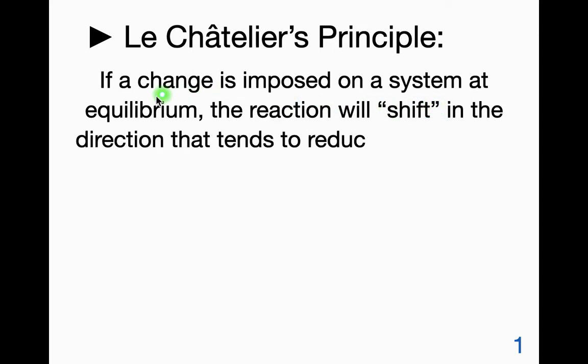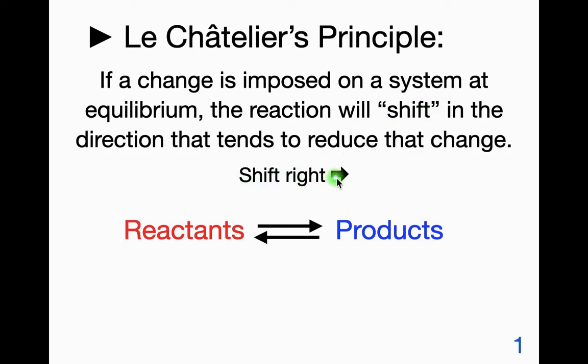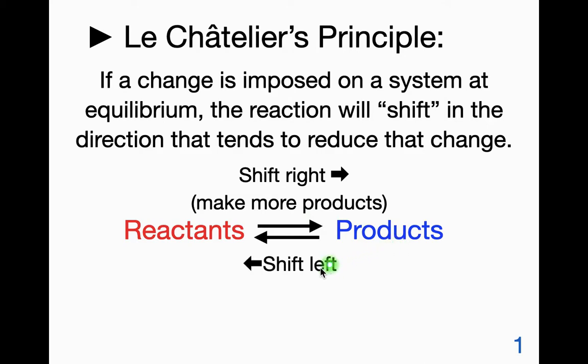Okay, Le Chatelier's principle. Here it is. This will be a little confusing at first, but hang in there. If a change is imposed on a system at equilibrium, the reaction will shift in the direction that tends to reduce that change. So when we look at a reversible reaction, the term shift has two meanings: either shifting right, in which case you make more products, or the reaction shifts left, in which case you make more reactants.